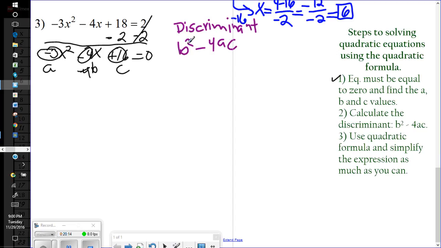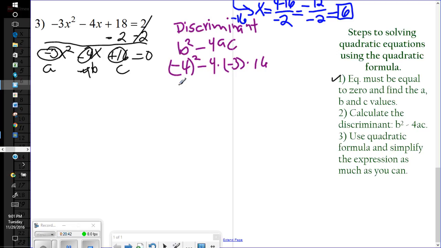B squared: the b value is negative 4 because it's a negative number, so I need to put parentheses and square it, minus 4 multiplied by a. The a value is negative 3. So this value should be negative 3 times the c value. The c value is 16.